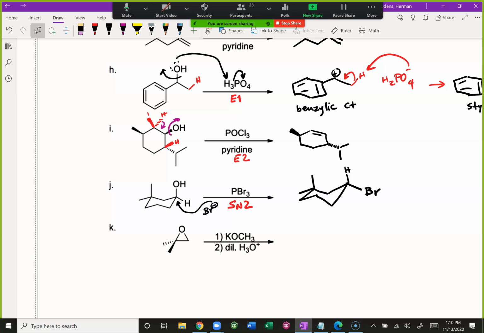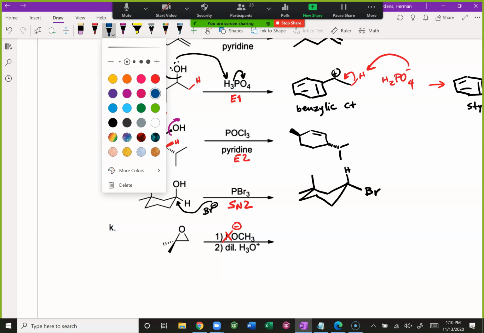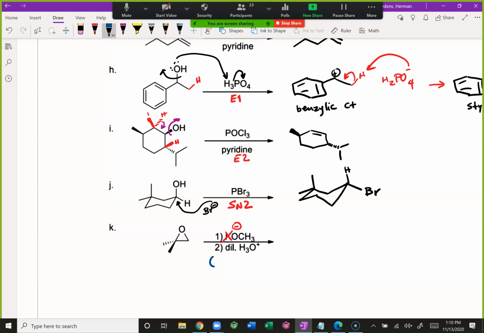Basic. The first step is independent, so basic condition, right? So you have that this potassium is a spectator ion. All right, so for basic conditions, I'm going to write that down. So these are basic conditions.